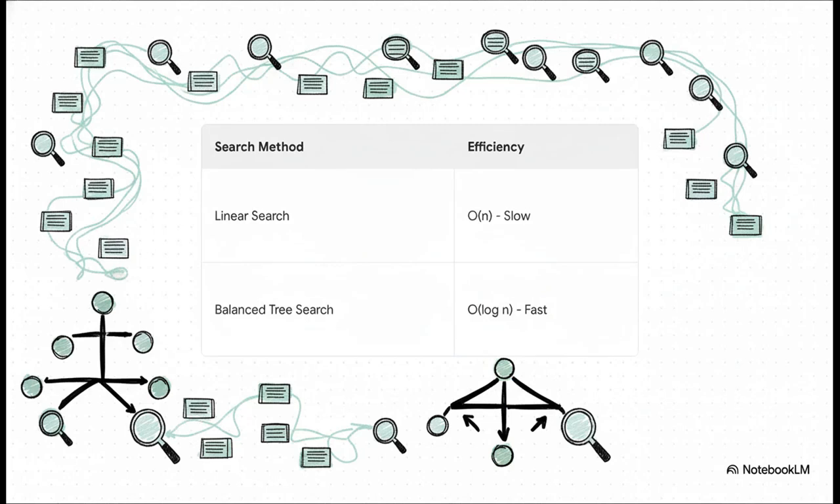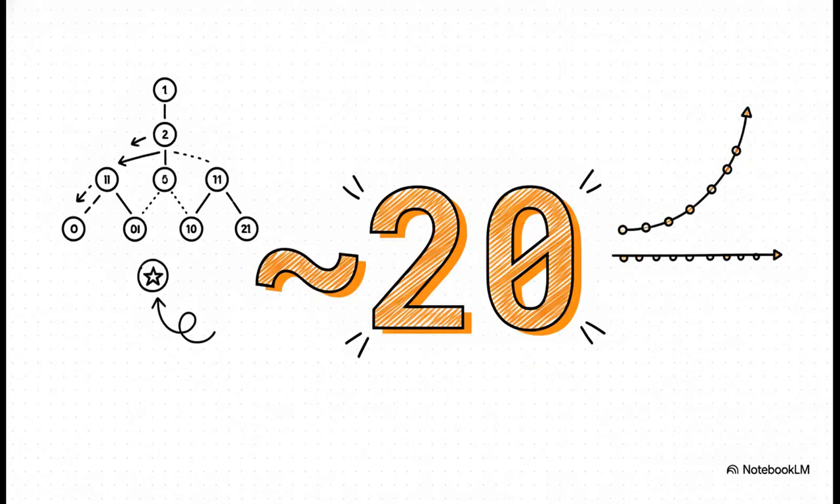This little table shows just how massive that difference is. A linear search is like looking for a name in a phone book that isn't alphabetized. You'd have to check every single name, one by one. In computer science terms, we call that O of n, meaning the search time grows in a straight line with the number of items. But a tree search is O of log n. Because you keep chopping the problem in half, the search time barely goes up, even if you add millions of items.